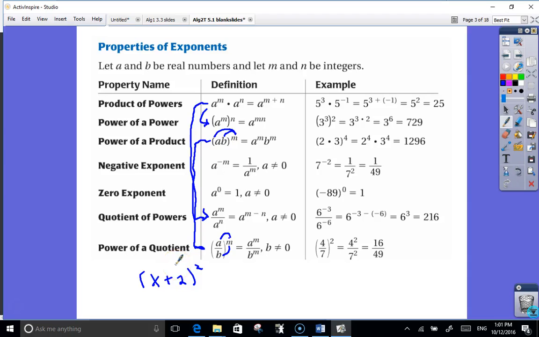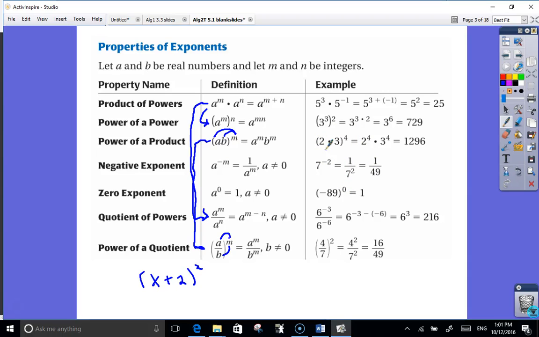And that leaves us with two properties. If you have a negative exponent, usually it'll say don't have any negative exponents in your answer, however they state that. So a to the negative m equals 1 over a to the m, meaning if you flip it to the other side of the fraction, then you get rid of the negative exponent. It becomes positive. Look at their example. 7 to the negative 2 equals 1 over 7 squared. It's a positive 2 in the denominator because it was a negative 2 in the numerator.